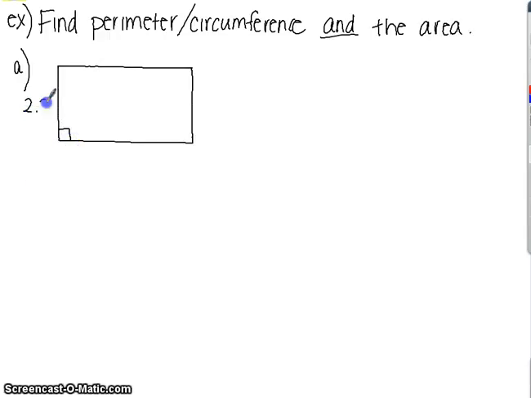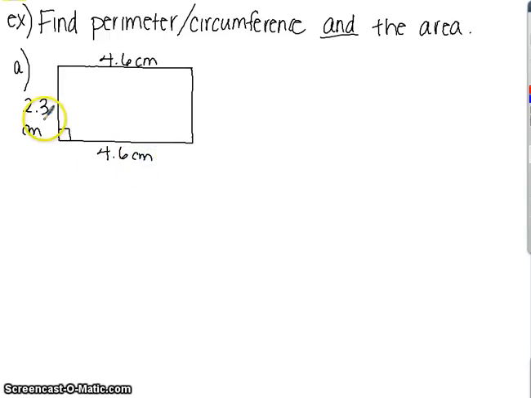This is 2.3 centimeters, and this is 4.6 centimeters. Okay, so let's find the perimeter first. Well, in a rectangle, we know that the opposite sides are going to be congruent. So what that means is if I have that one side that's 4.6, well, that means that the side opposite that is also going to be 4.6. So that's also 4.6 centimeters.